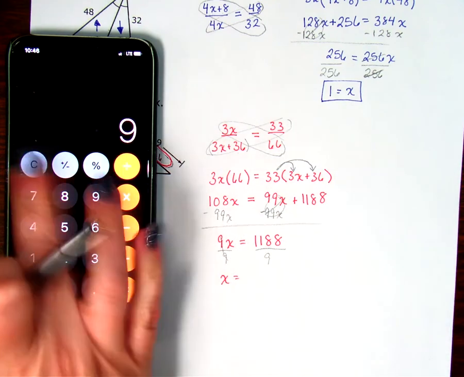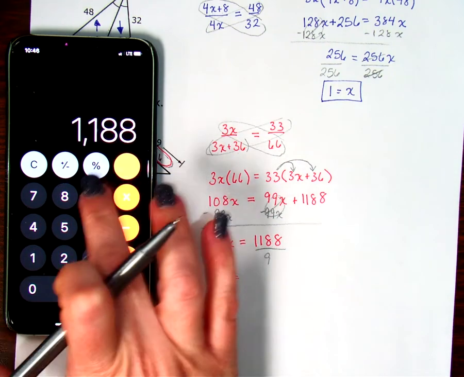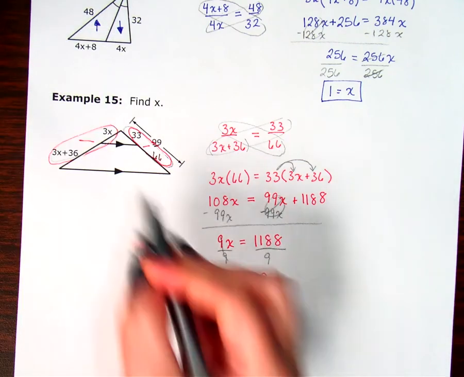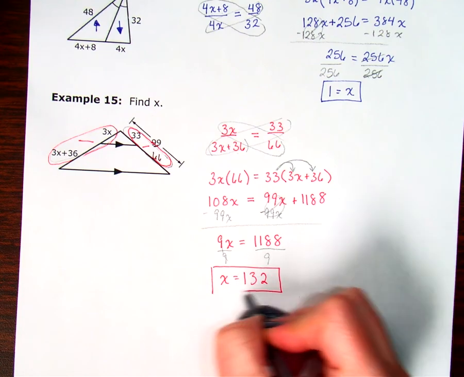And x equals 1188 divided by 9, which is 132. So this x value here is 132.